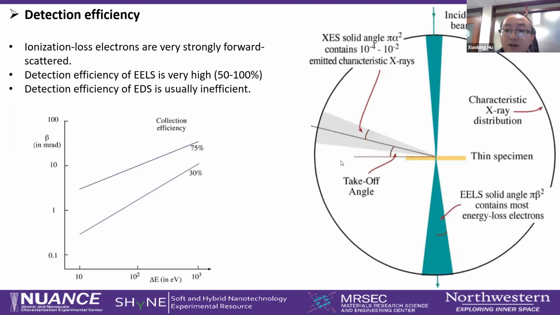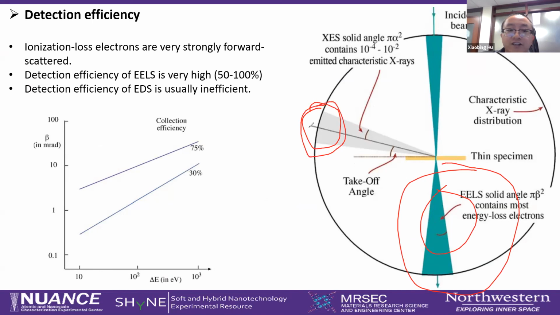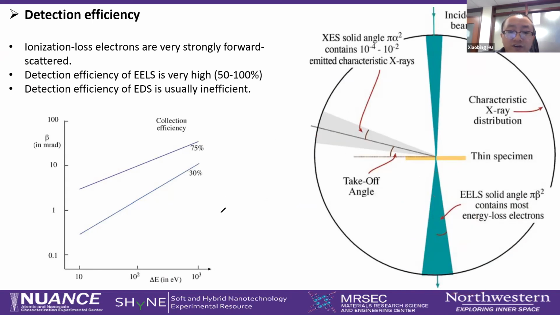Another thing I would like to say is detection efficiency. For EELS, the scattered electrons are within this area, and the detector can accept almost all of the electrons. But for EDS, the X-rays are emitted in three dimensions, and the detector can only accept the signal from here. That's why the detection rate for EELS is very high, but for EDS it is very low.